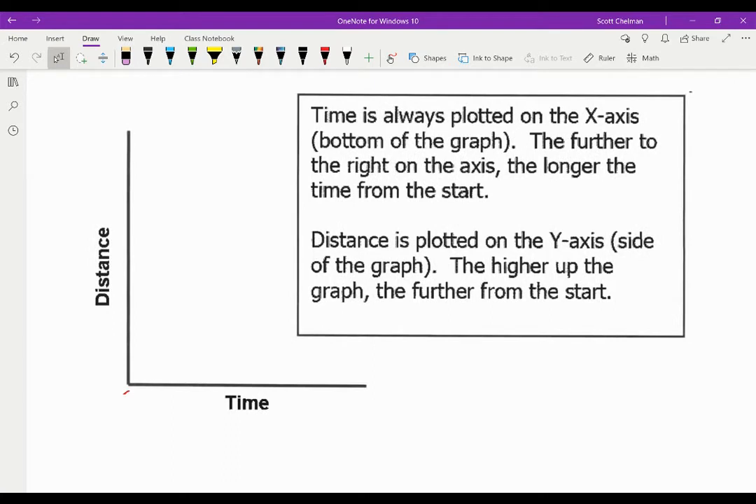Now, you notice that the distance is on the y-axis and the time is on the x, always. Okay? So that means which of these two is the independent variable? Remember? I know it's been a while. Time, right? So the x-axis is always the independent variable.